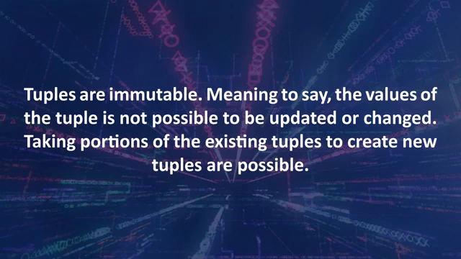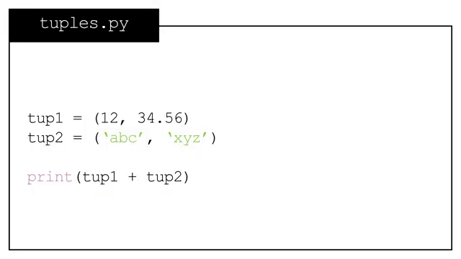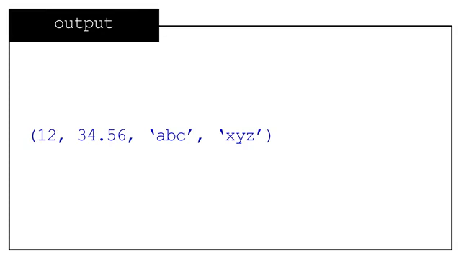So let's have an example. For our tuple 1, we have 12 and 34.56. And for our tuple 2, we have a string ABC and another string XYZ. Now we're going to print tup1 plus tup2. And the output must be like this. The program must display 12, 34.56, string ABC, and string XYZ.